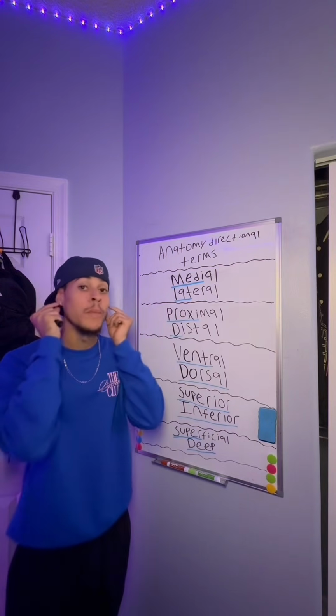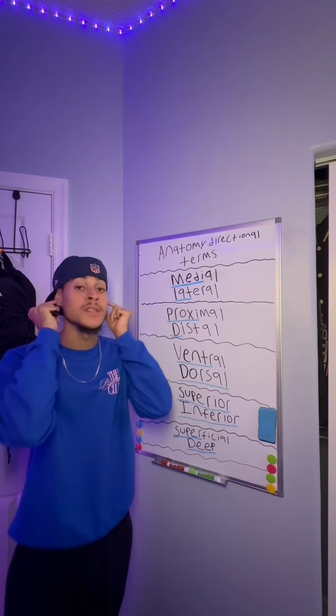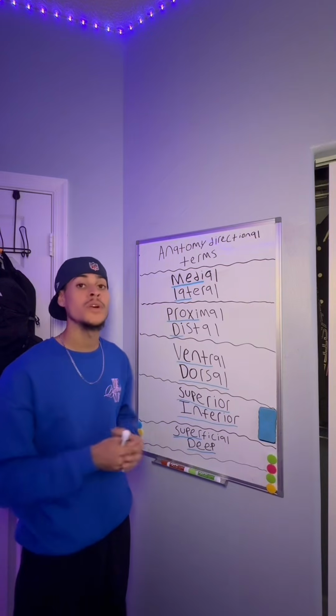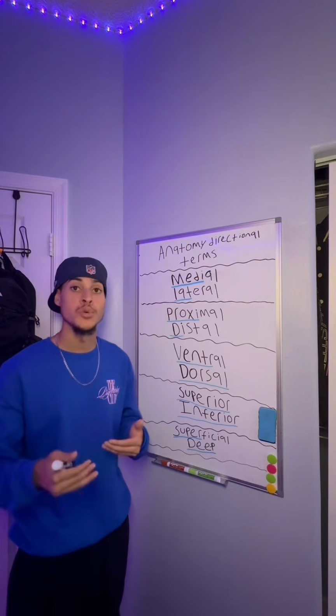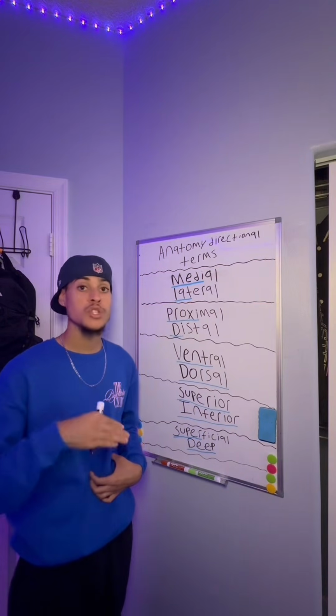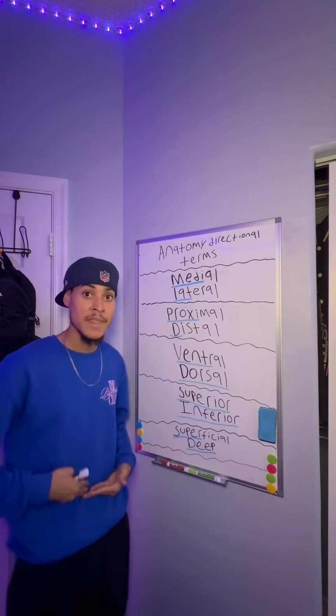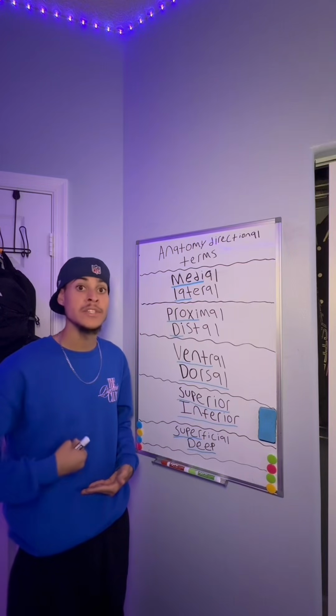So for example, my ears are going to be lateral to my nose because it's towards the side. Proximal, the root word is proxy, which means closer to. What we're referring to is the trunk of the body. So I want you to imagine your body without your head, your limbs, or your legs, and it just being this portion. That is the trunk.